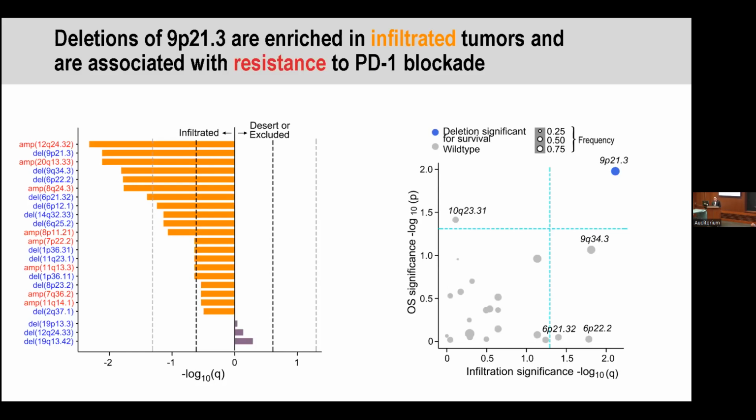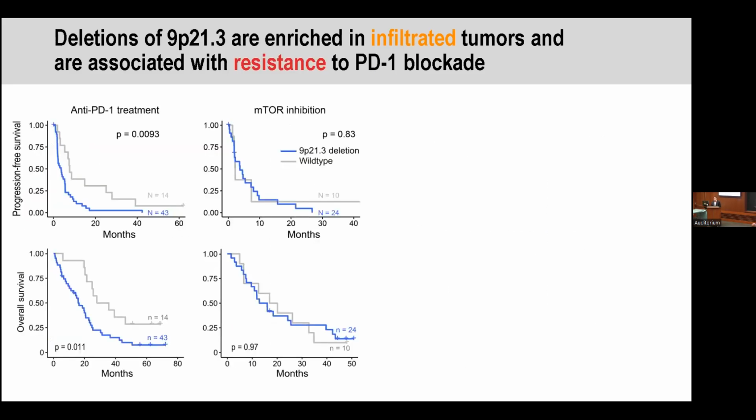We looked systematically at which copy number alteration was increased in infiltrated tumors, and that's on the x-axis. And then out of those infiltrated tumors, which copy number alteration might be associated with altered response or survival, either positively or negatively, and that's on the y-axis. And again, only one came out: deletions of 9p21.3, which contain genes like CDKN2A, CDKN2B, MTAP. Single copy loss of 9p21.3 was associated with worse survival and worse response.